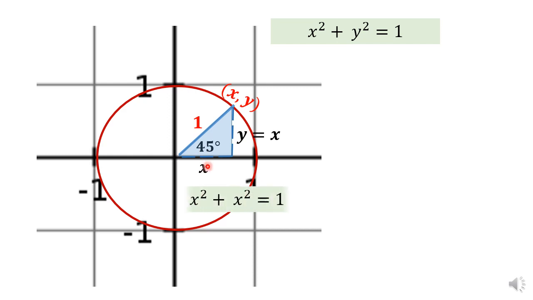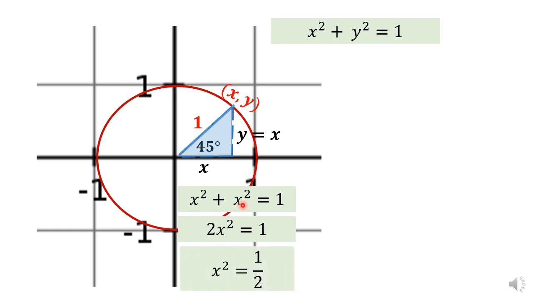Okay, so we have x squared plus x squared equals 1, coming from the Pythagorean theorem, wherein the legs are both equal to x and the hypotenuse is 1. So simplifying, we have 2x squared equals 1, or x squared equals 1 half, giving us an x equal to 1 over square root of 2, or square root of 2 over 2.